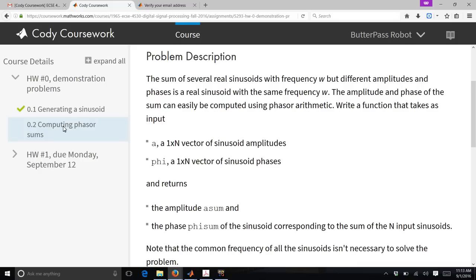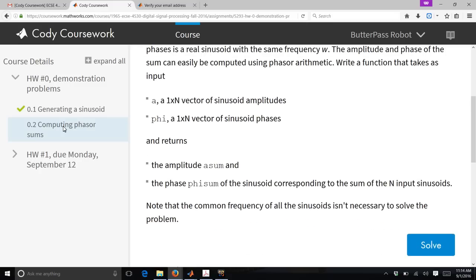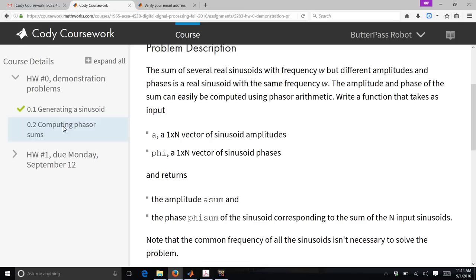I've got to read the problem. So basically, this is saying that if I add up a bunch of sinusoids that have the same frequency but different amplitudes and phases, I should get back basically some other sinusoid that has the same frequency. But I have to figure out what the amplitude and phase of that sum is, right? So the input vector is the amplitudes and phases of the component sinusoids, and the output should be just the single amplitude and single phase of the sum. And it tells me I actually have to know what the frequency of the sinusoids is. All right, so let's see if I can solve this problem.